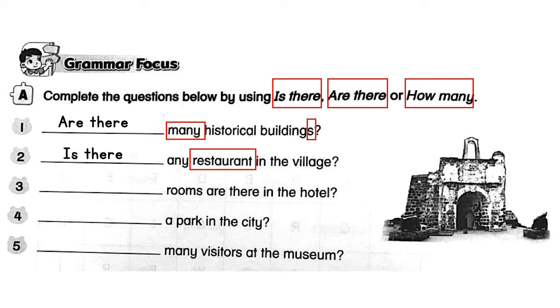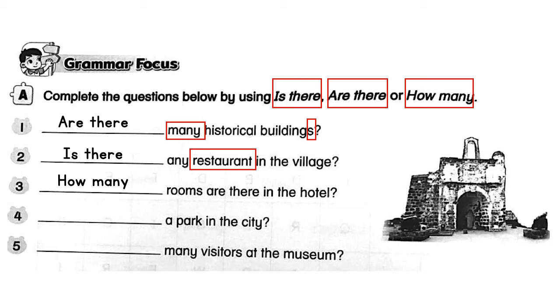Okay. 3. Rooms are there in the hotel. Okay. So we have are there here. So definitely we cannot use are there already. Let us look at the word rooms. So it is in plural. So is there is definitely out. So we have only how many. Okay. You want to ask about the quantity. How many rooms are there in the hotel?